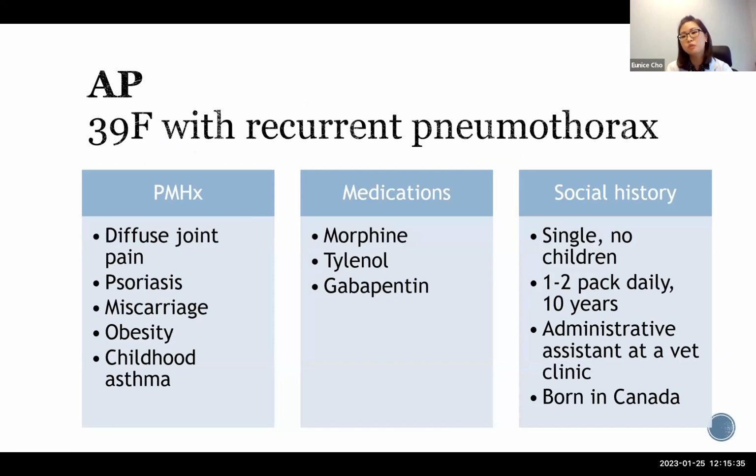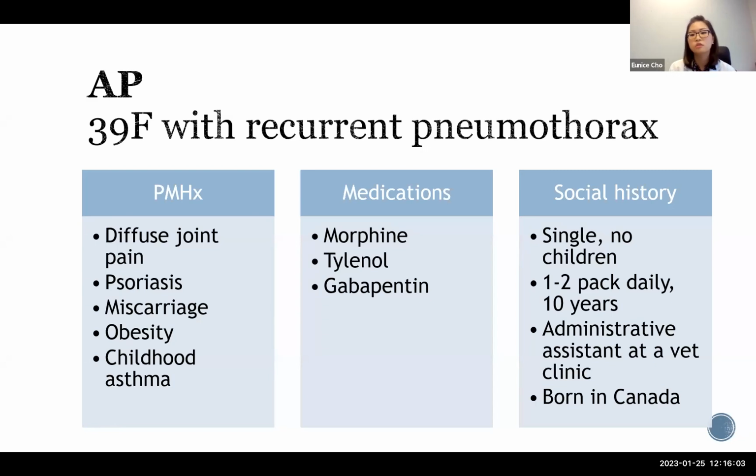She had about 20 pneumothoraces altogether by the time she came to see me in my clinic. Her past medical history was significant for diffuse joint pain, psoriasis, and a miscarriage at 12 weeks when she was pregnant with her first child. She was obese with a BMI greater than 35, and she told me she had a history of childhood asthma, but she grew out of it and was no longer on any regular inhaler therapy.